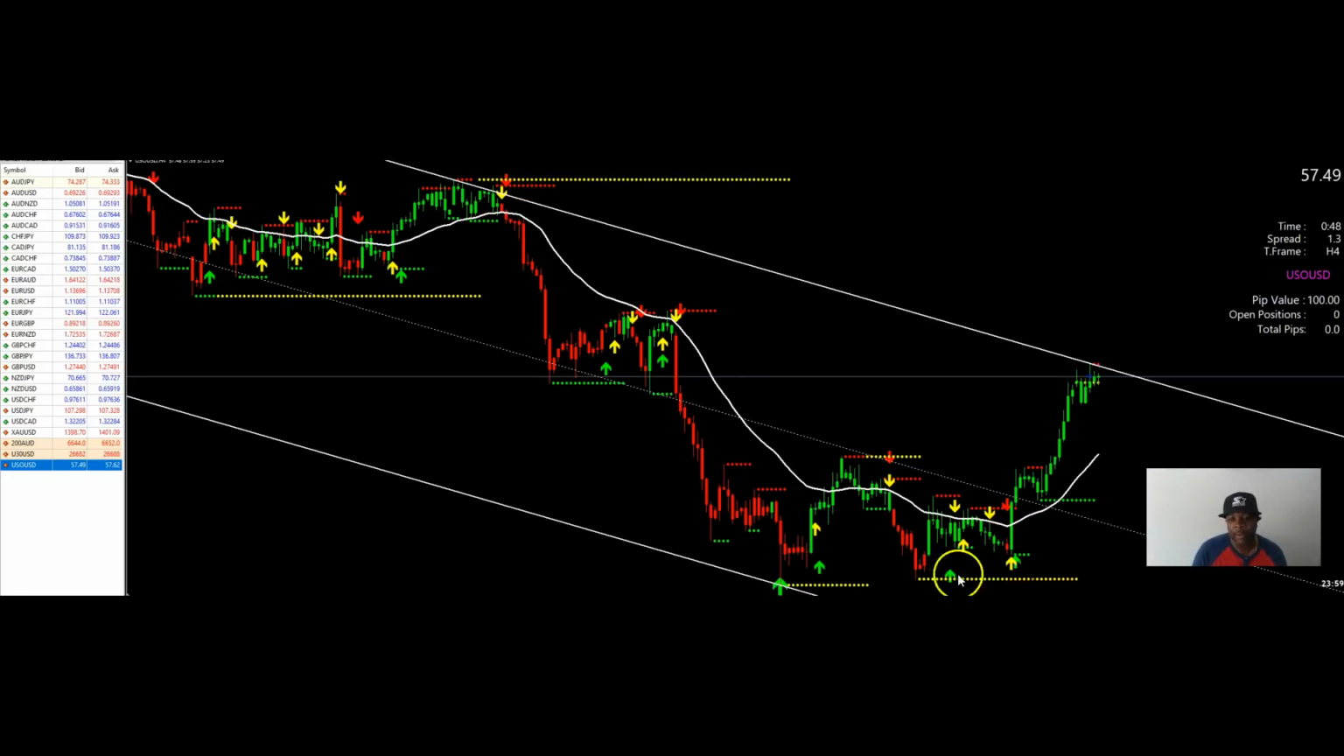It's just that sometimes when you have the right tools and you understand how to read the charts, it's pretty simple. It's not that complicated.